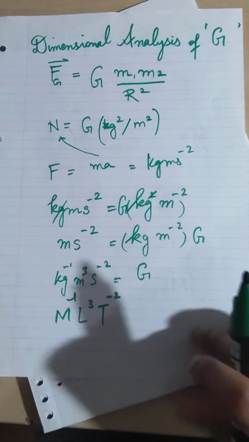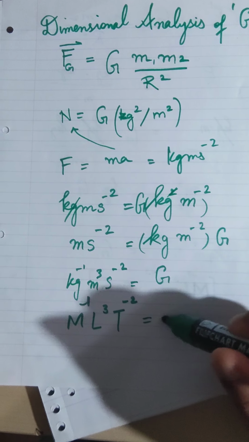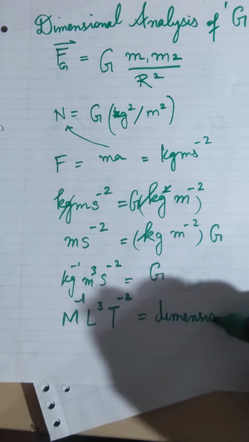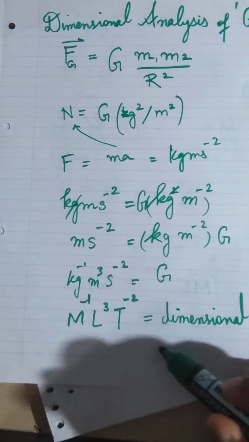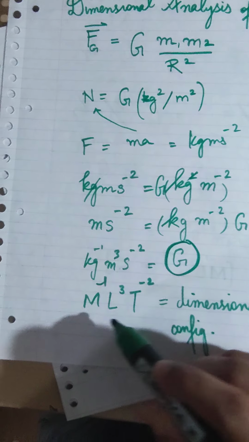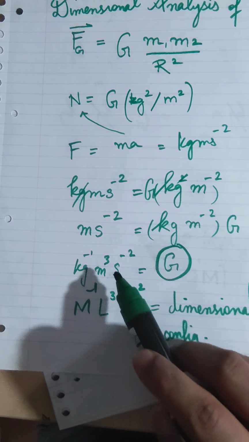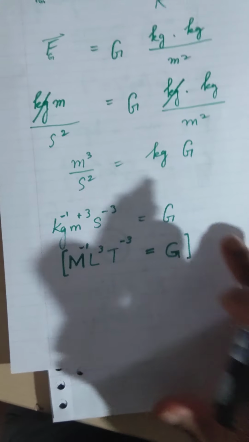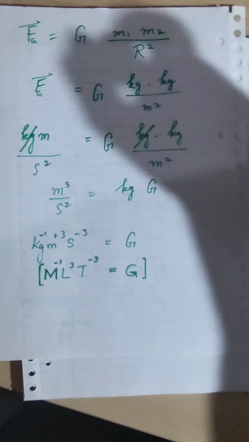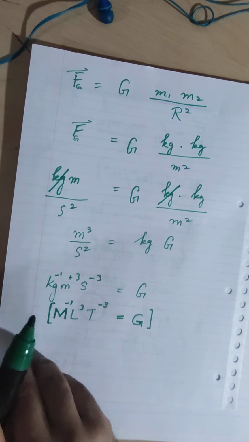So this is a rather unclean, messy sort of thing, and so the dimensional configuration of G would be M inverse L cubed T inverse squared, and it's meter cubed per kg per second squared. A neat version is as such.